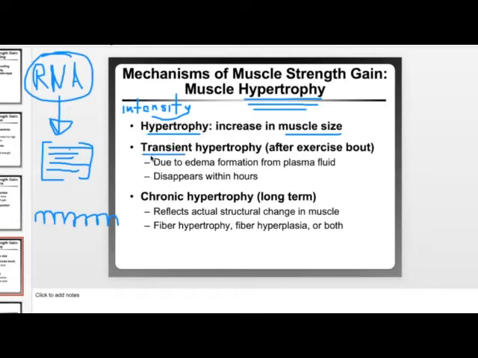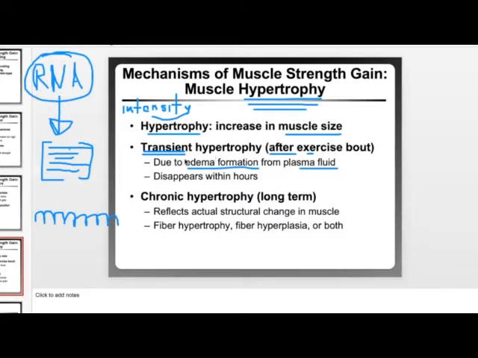There's transient hypertrophy. If you have to go to the beach or something, you might do a set of push-ups right after you leave the car and before you walk on the sand. That's going to give you a pump, like an acute pump. That pump is called a transient hypertrophy. It happens after a particular bout of exercise, and it has to do with plasma fluid and edema.